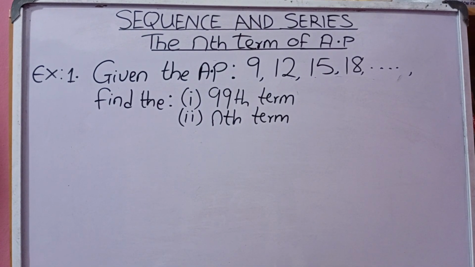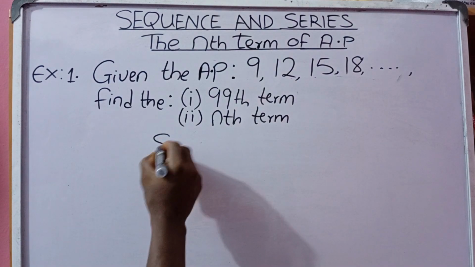Here we have the first example. The question reads, given the AP 9, 12, 15, 18, and so on. The question now demands that we find the 99th term of that particular sequence. Then number 2 says we should find the nth term. The nth term is just another formula, a very unique formula that can be used to determine that particular term in question. Now look at how we are going to be approaching this particular instance. Solution.